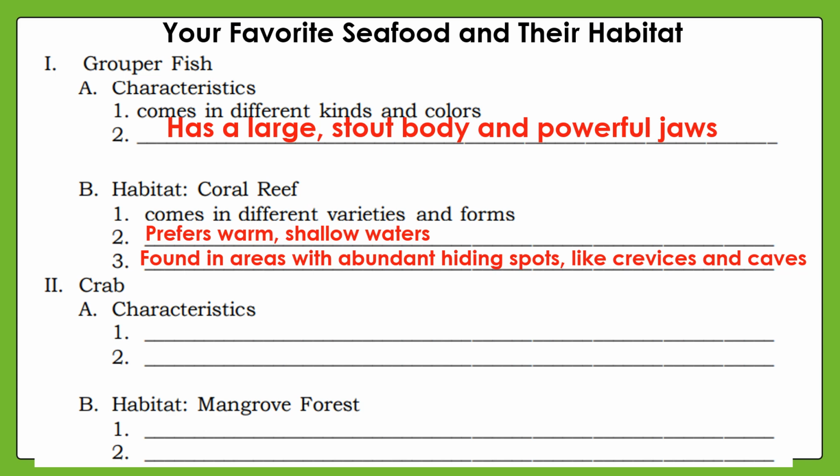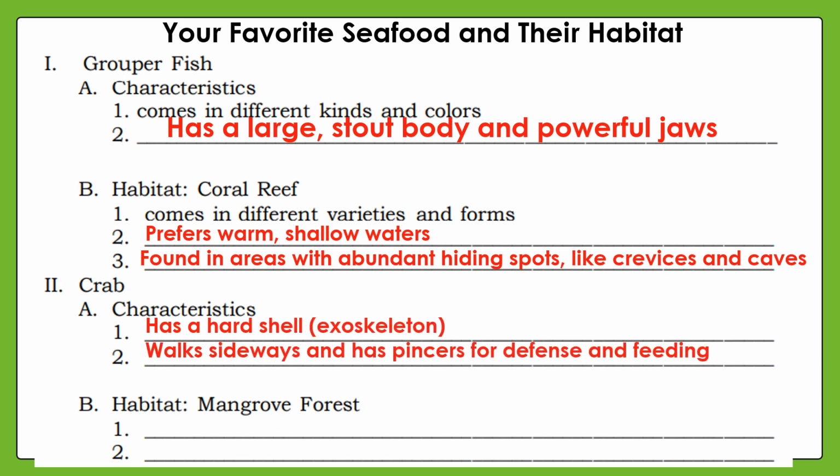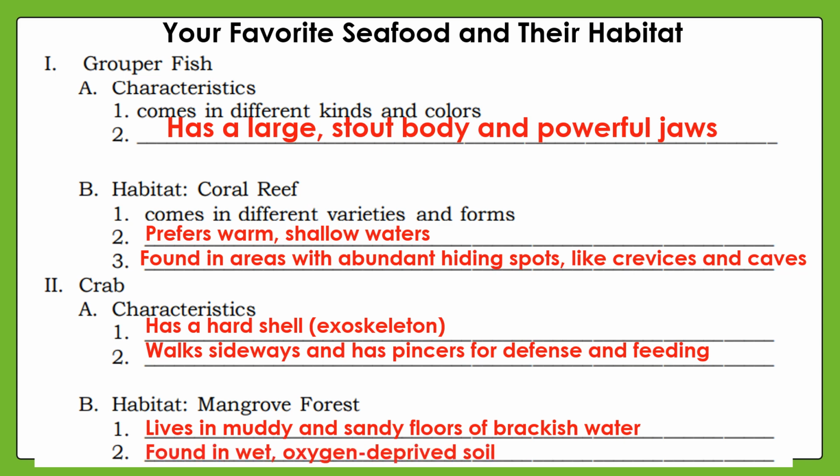Second is crab. A. Characteristics, has a hard shell. Number 2, walks sideways and has pincers for defense and feeding. B. Habitat, mangrove forest. Number 1, lives in muddy and sandy floors of brackish water. Number 2, found in wet, oxygen-deprived soil.